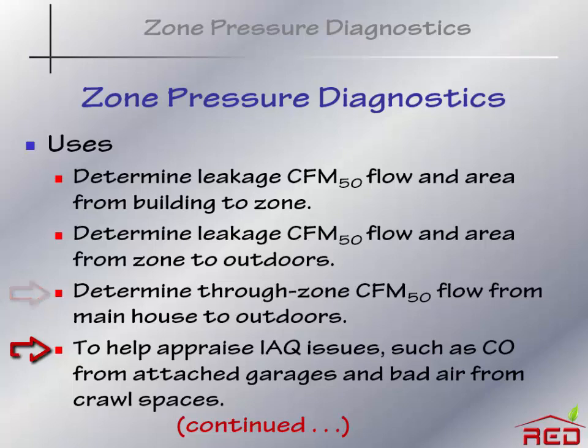We can also use zone pressure diagnostics to appraise indoor air quality issues such as, are we getting bad air from an attached garage? We might get carbon monoxide from a garage. Are we getting bad air, maybe mold and mildew and other things from a crawl space? We can determine if the boundary between these zones, an attached garage or a crawl space, are tight to inhibit the flow of air from those zones into the living area of the house.